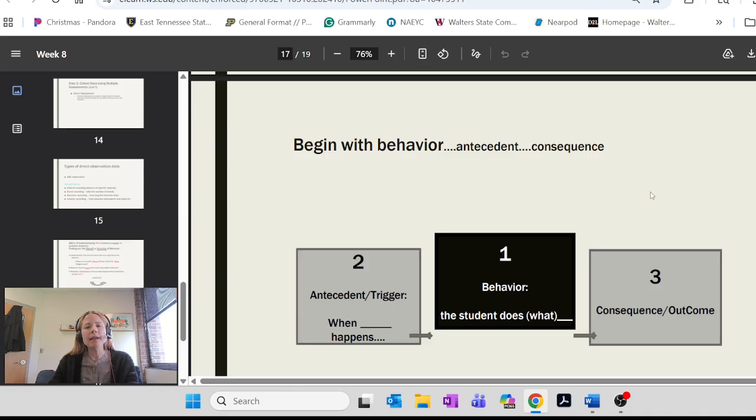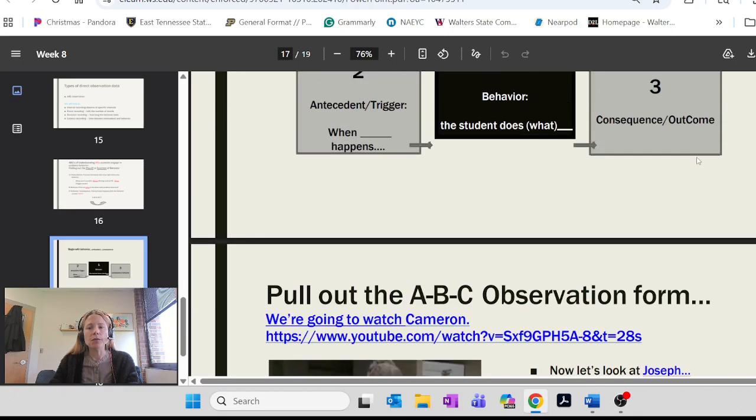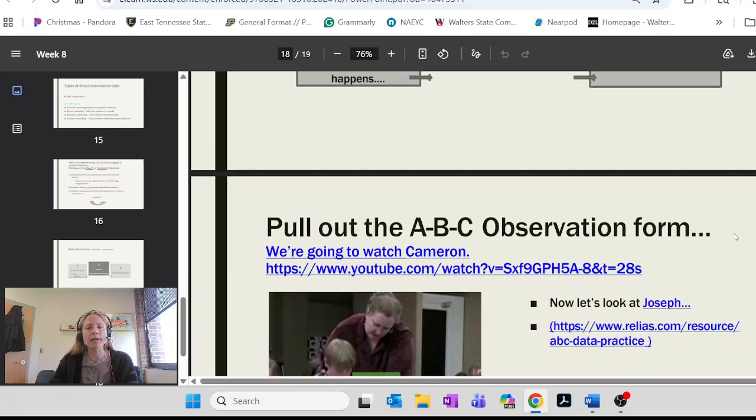So whenever you begin with the ABCs, you always begin with the behavior because you have to define what is happening. So the student does what? The student talks back or is argumentative when given direction, right? Next, antecedent. When does this happen? What happened right before? Well, we know maybe whenever he is given directions, that's when he will talk back or argue. And then what happens to the student whenever this is occurring? What do you do? What kind of consequences are there for the child?